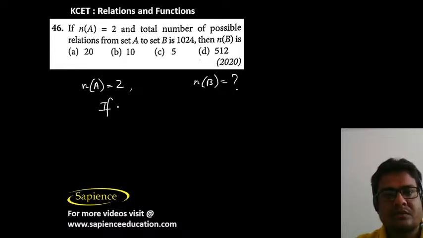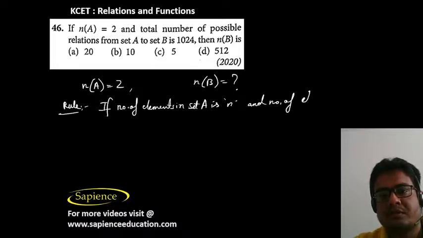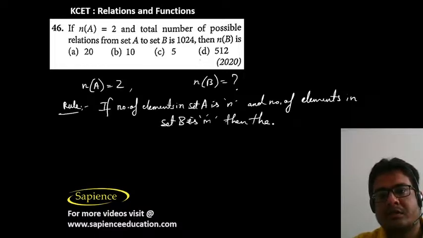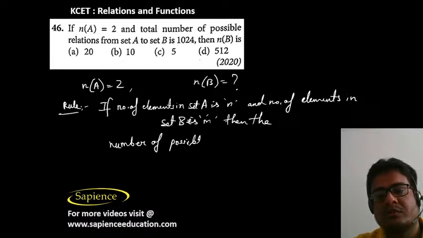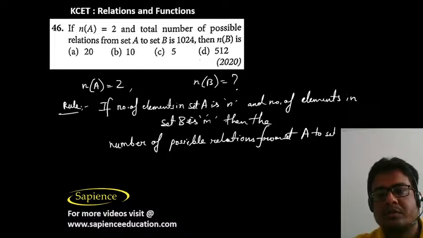So the rule we have to use is that if the number of elements in set A is n and the number of elements in set B is m, then the number of possible relations from the set A to the set B is given as 2 power mn.